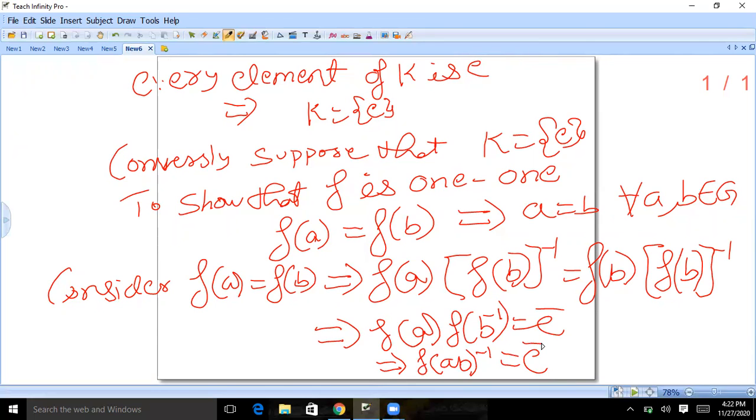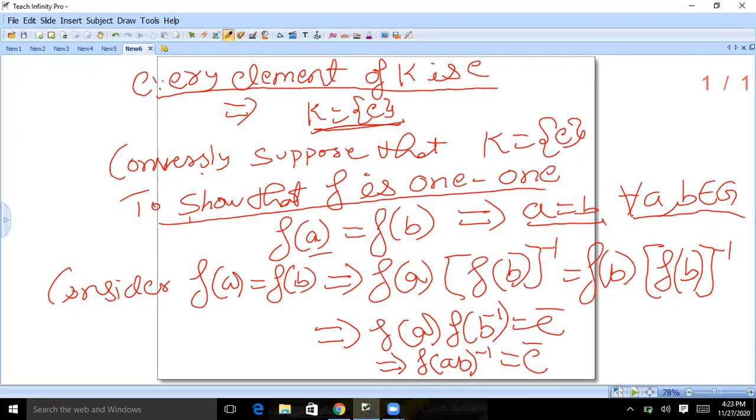Okay. So next, for every element k is an e, and we proved that. Therefore, k is equal to e, and conversely, suppose that k is equal to e. Next, to show f is a 1-to-1 function, consider f of a is equal to f of b. Then a is equal to b, so a, b belongs to G. So therefore consider f of a is equal to f of b.